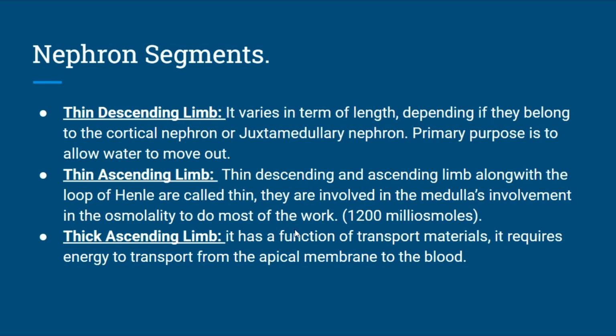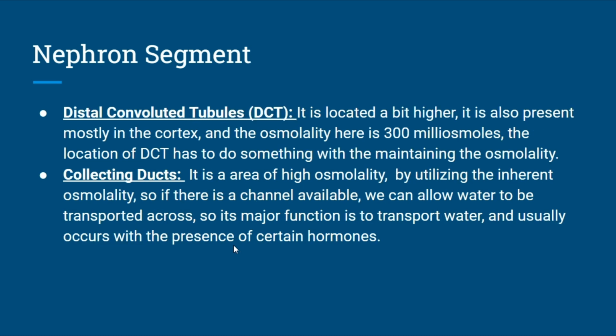The osmolality over here is 1200 milliosmoles. It starts to increase from 300 going down to 1200, and when it goes back up through the thin ascending limb, it starts to decrease again. Then we have the thick ascending limb. It has a function of transporting material, and it requires energy to transport from the apical membranes to the blood. Finally, we have the distal convoluted tubule.